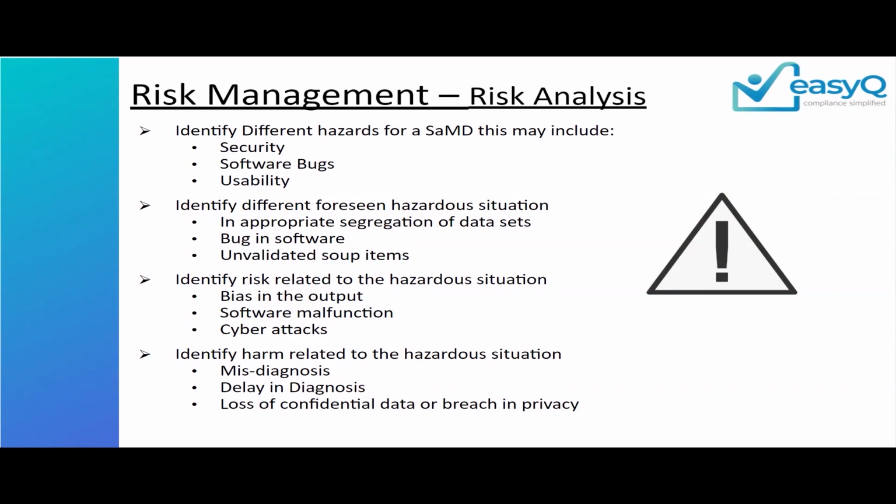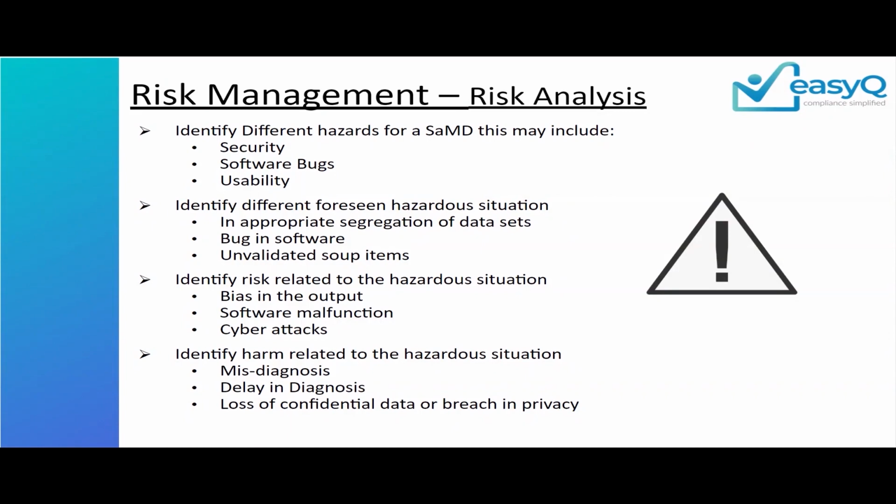Again, if you think about an AI kind of product, it can lead to biases in the output. It can lead to software malfunction. Your software itself might not work if there are bugs. It might lead to cyber attacks. You might have issues pertaining to cybersecurity. And from there you then try to understand, okay, if there is a risk related to cybersecurity or cyber attacks, what would be the harm?